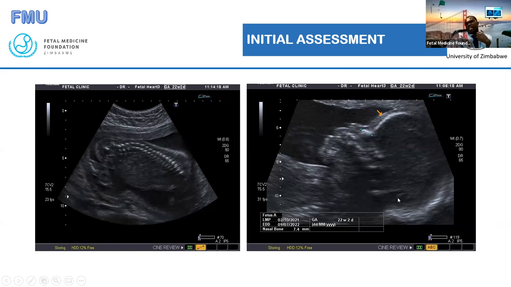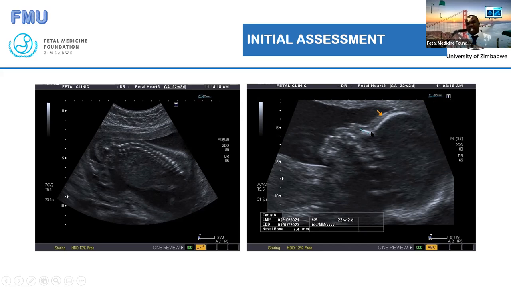And if you are to look at the skull there, at the skull bones, you can see that it's quite a huge head with a frontal bossing. You can see this frontal bossing where the arrow is pointing there, right? An extension of the forehead. We used to see them on some of our colleagues at high school there. The frontal bossing is typical for achondroplasia.